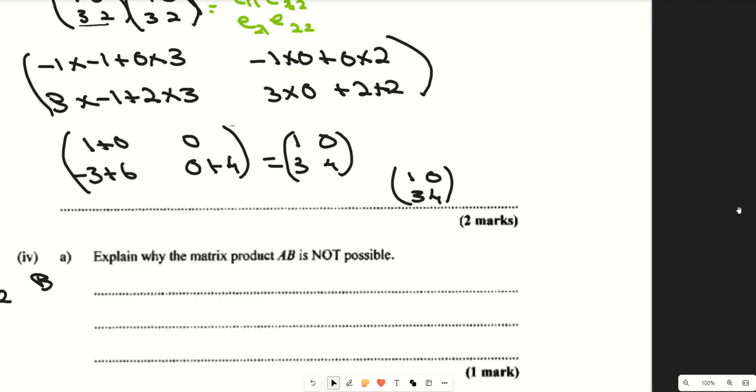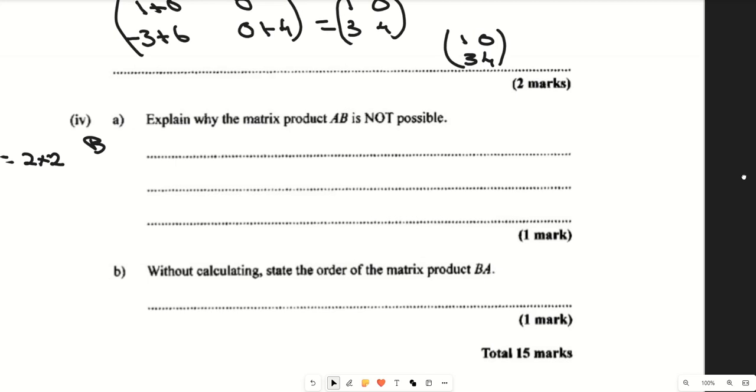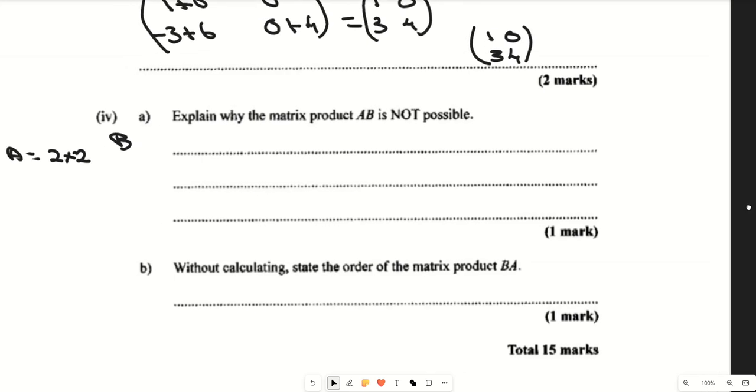So if you had to multiply A by B, remember I always say to check if they're conformable or not. So this is 3 by 2. You always make sure that the number of columns in your first matrix and the number of rows in your second matrix are equal. They are not equal, so therefore they are not conformable, or not possible to multiply.